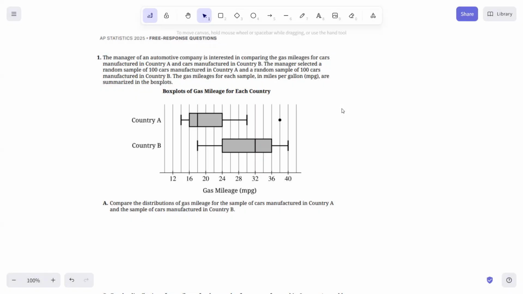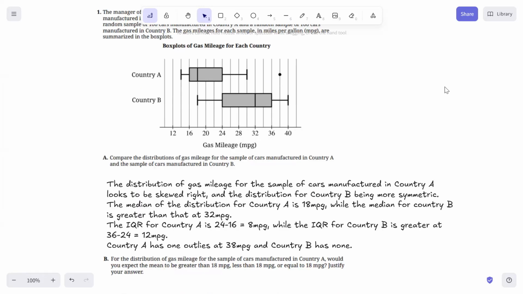Okay, question one gives us a classic box plot comparison, gas mileage for cars from country A versus country B. In part A, you have to compare the distributions. This means discussing shape, center, spread using comparative language such as greater than, less than, and not just listing the statistics. So here's what we would write for the answer to part A. Compare the distributions of gas mileage for the sample of cars manufactured in country A and the sample of cars manufactured in country B.